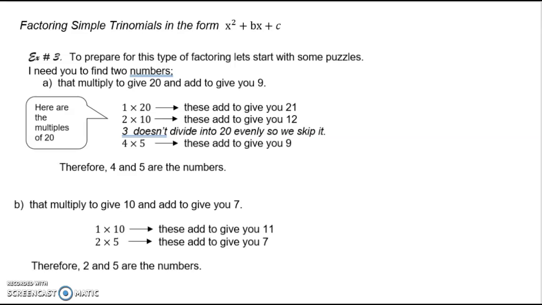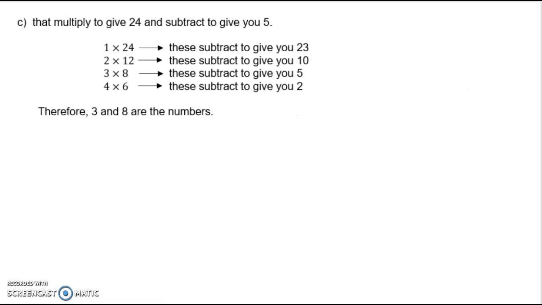So let's go on to the next one, just to get you more practice. C says the numbers that multiply to give you 24, but subtract to give you 5. Okay, so this one's a little bit different. It's going to subtract. The others we were adding, this one we're subtracting. So start with the first one. 1 times 24 gives you 24, but when you subtract these, 24 minus 1 gives you 23. That is not 5, so it's not the first one.